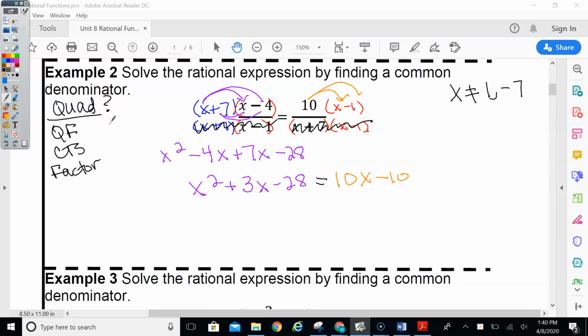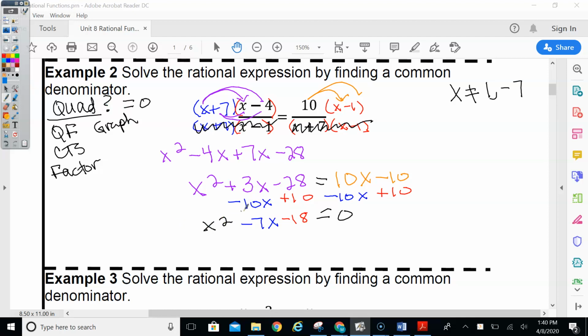So put it over here, graph, and get the x-intercepts. So these are the ways we know how to solve. Any of these ways requires it to be equal to 0. So I need to get these to the other side and make it equal 0. So here I'm going to subtract 10x from the 3x. So that's negative 7x here. And then I'm going to add 10 to the negative 28 to get negative 18. And then the x squared just comes down.